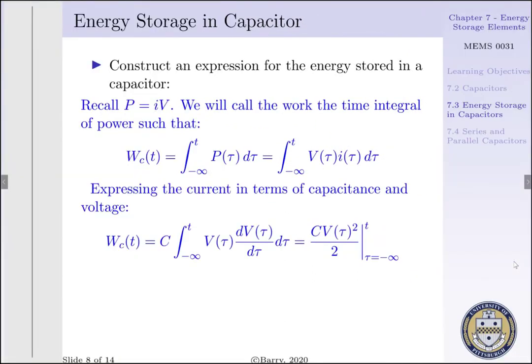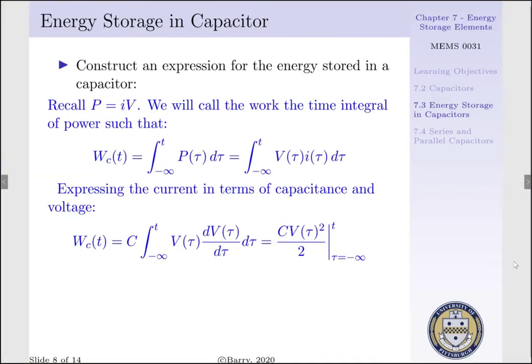Now, if we express our current in terms of our capacitance and voltage, our energy stored within our capacitor is equal to C, our capacitance, which is a constant value that does not vary with respect to time or change of voltage, times the integral from negative infinity to t of v of tau d of v of tau d tau. And what we see is our d taus cancel out, and we have the integral from negative infinity to t of v of tau d of v of tau, or we are integrating v with respect to dv.